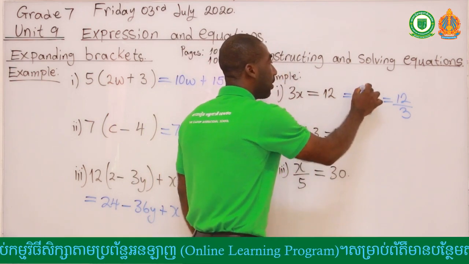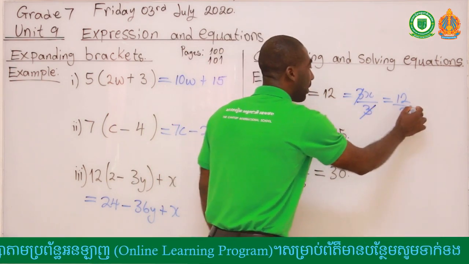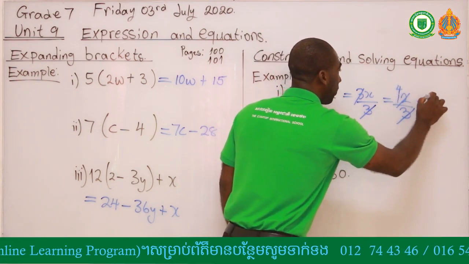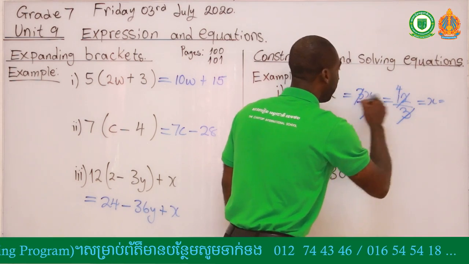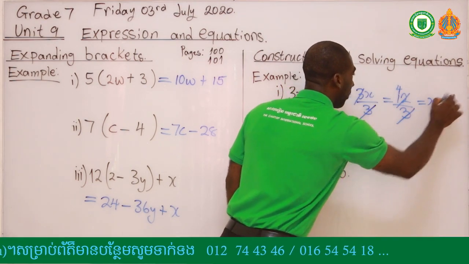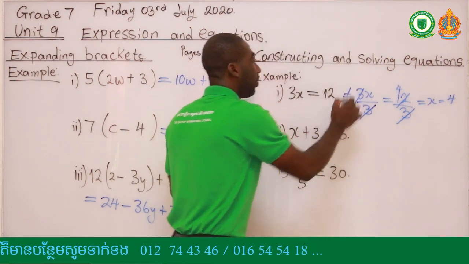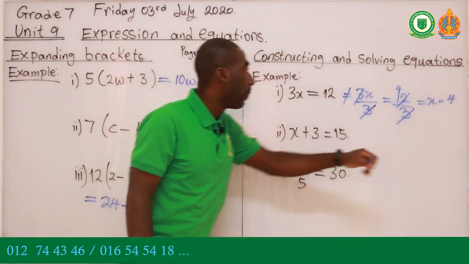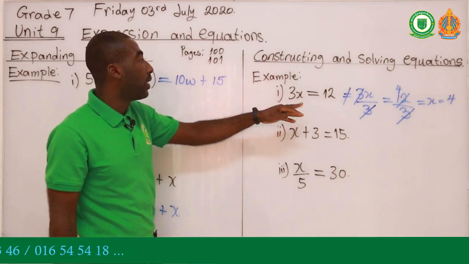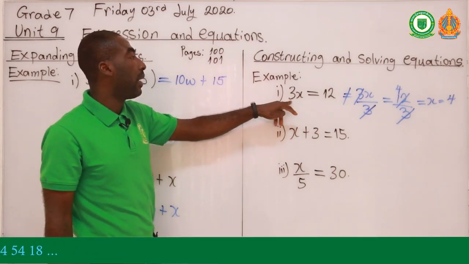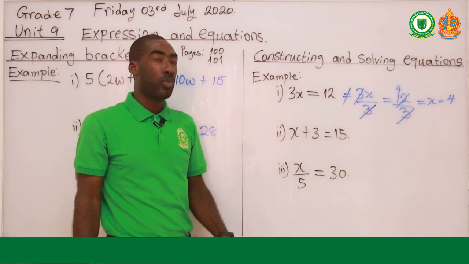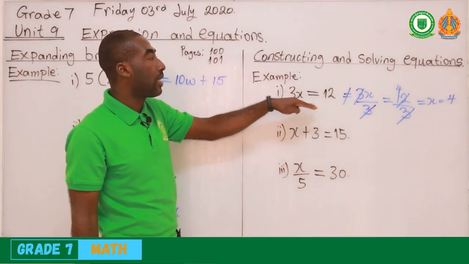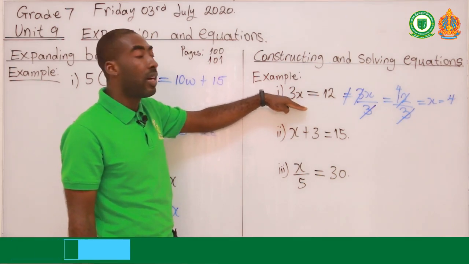So this 3 will cancel this 3, so x will stand alone, whilst 12 divided by 3 gives 4. So our new equation is going to be x is equal to 4. Okay, so that means our x is equal to 4. So to prove our equation, when you multiply 4 by 3, it is equal to 12. That means our answer here is correct. That is how you can check your answer.